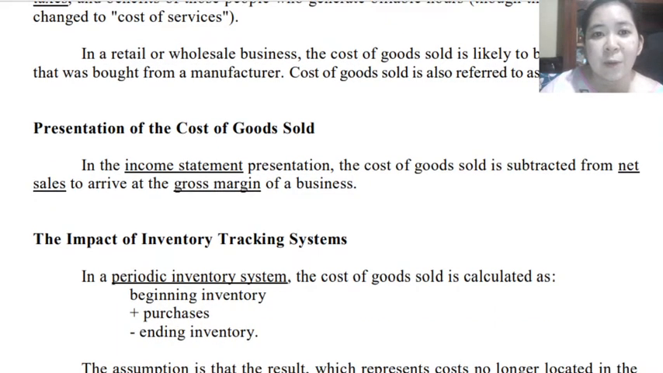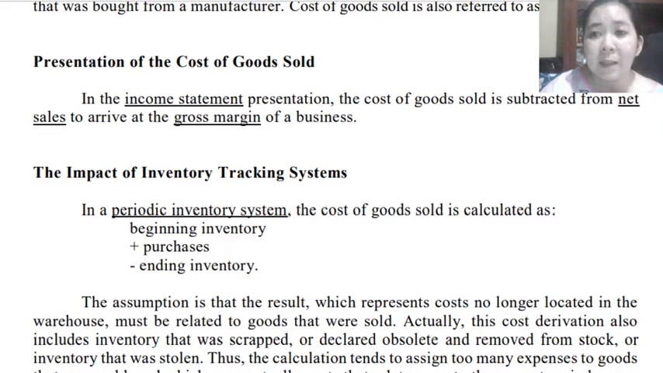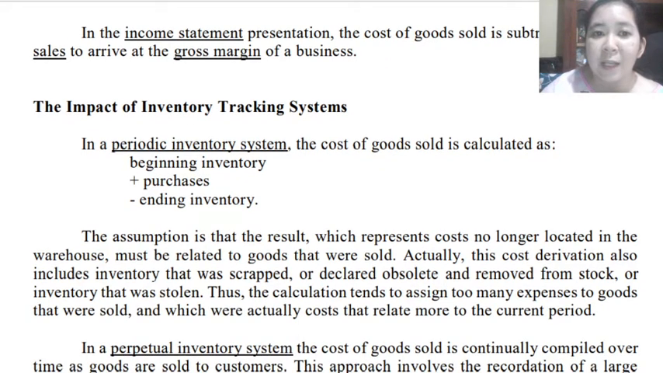In the presentation of our cost of goods sold, as mentioned earlier, this is in our income statement. This is deducted from our net sales or net revenues to arrive at our gross margin. Since this is a cost, basically this is a deduction. Here, if the entity is using either a periodic or perpetual inventory system, we will have somewhat different accounting procedures for our cost of goods sold.